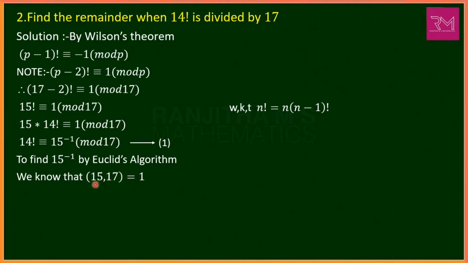The divisors of 15 are 1, 3, 5 and 15. Therefore, among these two, the greatest common divisor is 1. Therefore we can conclude that the GCD of 15 and 17 is 1. Obviously the GCD value is 1 here.